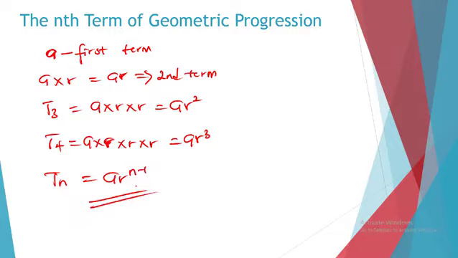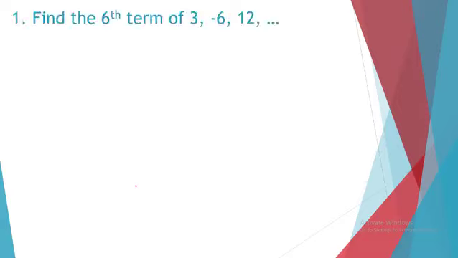So let's quickly take an example on this. Example number 1. Find the sixth term of the sequence 3, minus 6, 12, and so on. Okay, let's start.